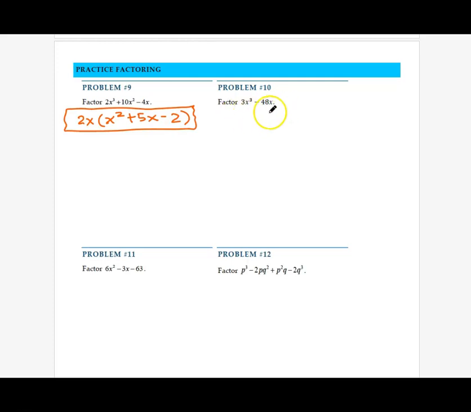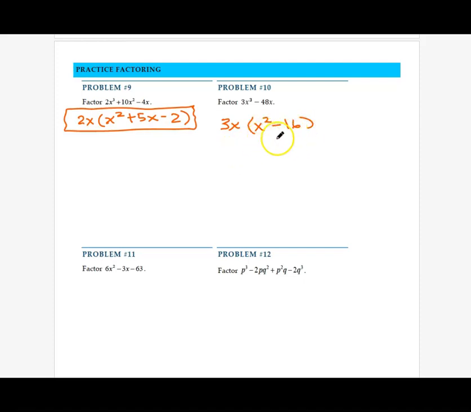Okay, how about this one? Again, when we're looking at it, we're thinking, okay, I've got to start off with a greatest common factor. And I can see that 3x is my greatest common factor. And if you're not sure if 3 divides into 48, just do it on your calculator and you'll see it does. All right, so when I factor out that 3x, now I'm left with x squared minus 16.